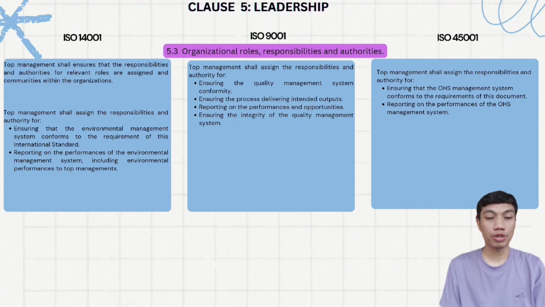For the ISO 9001, top management shall assign the responsibilities and authority for ensuring the quality management system conformity, ensuring the processes deliver their intended outputs, reporting on the performance and opportunities, ensuring the integrity of the quality management system. For the ISO 45001, top management shall assign the responsibilities and authorities for ensuring that the OSH management system conforms to the requirements of this document. And lastly, reporting on the performance of the OSH management system.